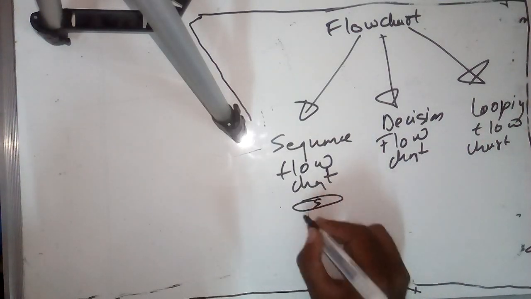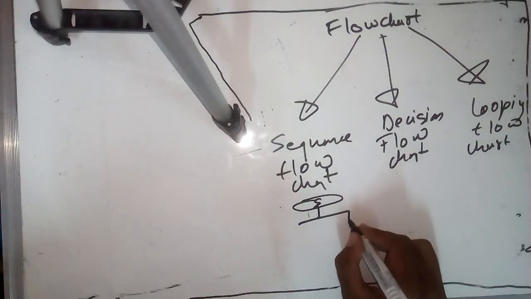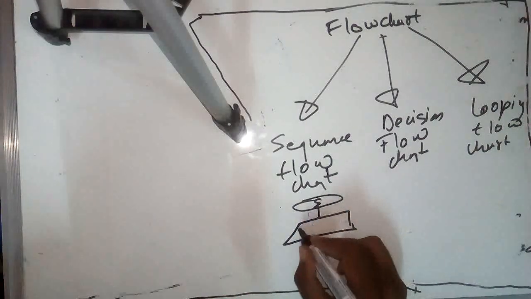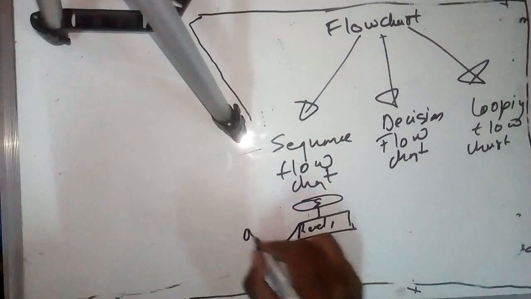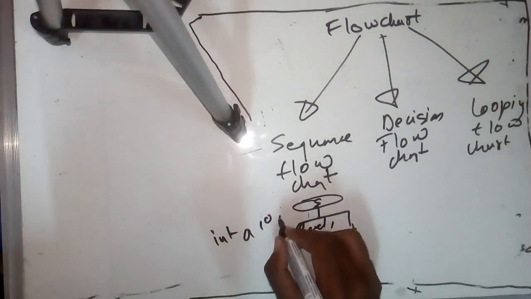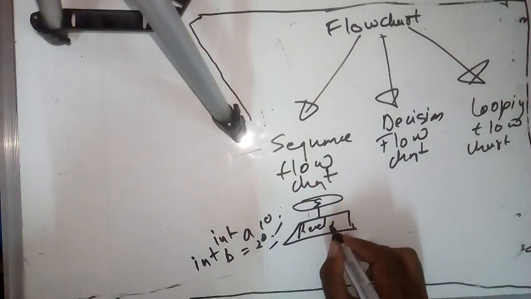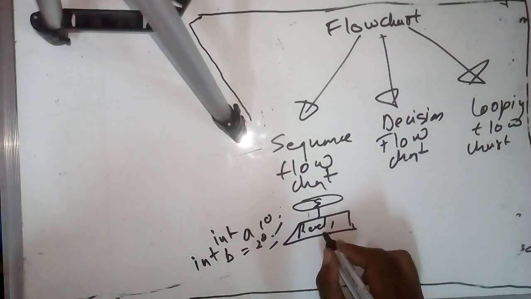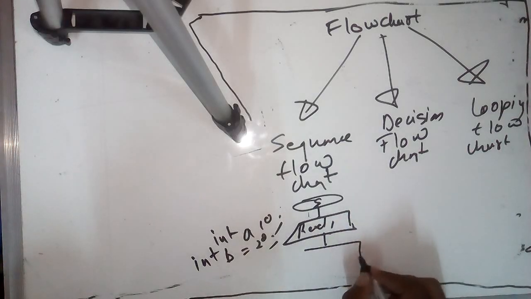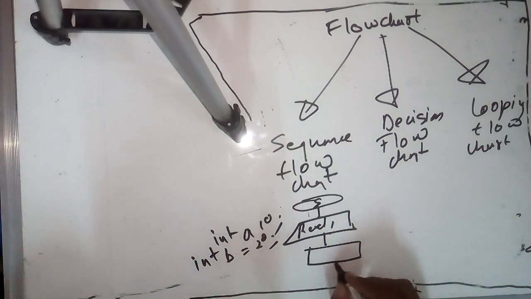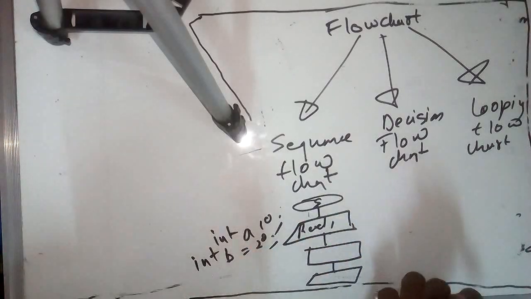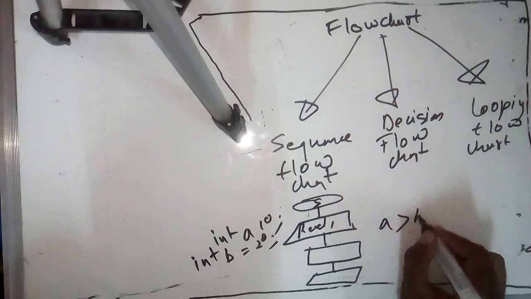For example, it starts from here, then it reads some input. For example, we have given some integer values, a is 10 and b is 20, b is also an integer, so that kind of reading happens here. Then it will process the data, and after processing it will take a decision, for example if the algorithm has some decision making like a is greater than b.